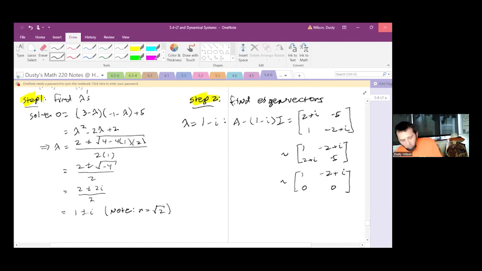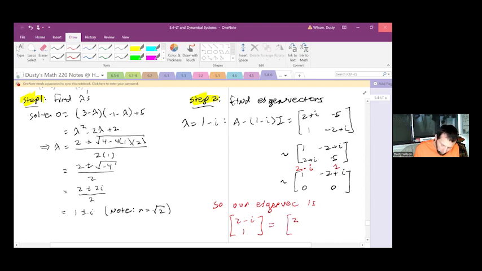And we could ask ourselves, what would be a good eigenvector? We're asking, how could these columns be combined? Well, these columns could be combined to add to 0 if we had 2 minus i of the first column, and we had 1 of the second column. Okay, so our eigenvector is going to be (2 minus i, 1), which, knowing where we're headed, we could write as (2, 1) plus i times (minus 1, 0).